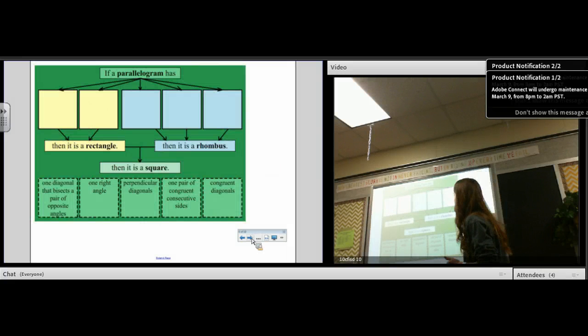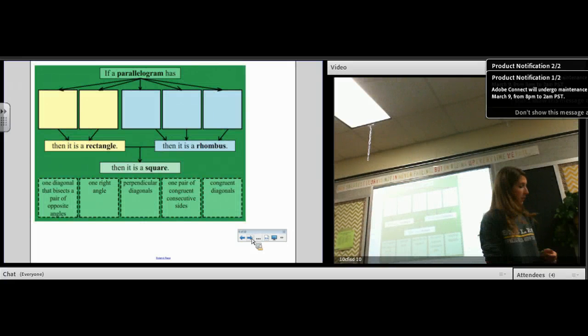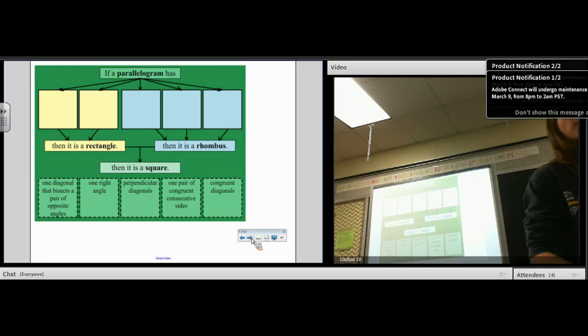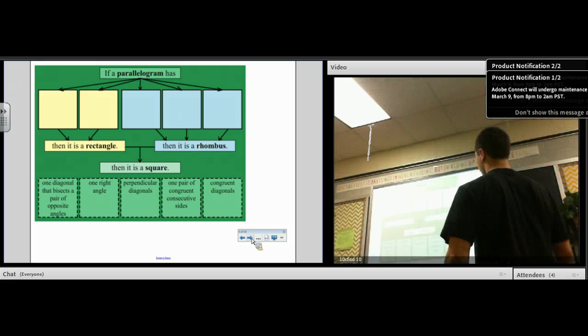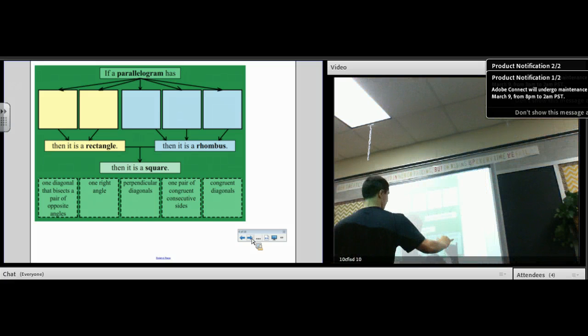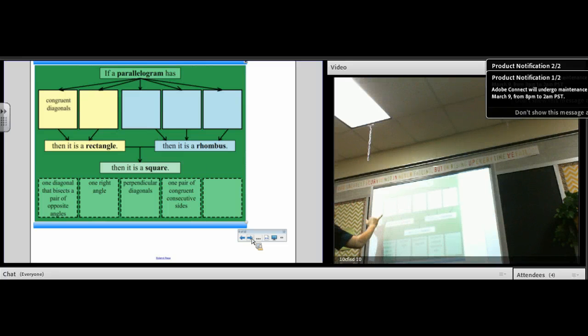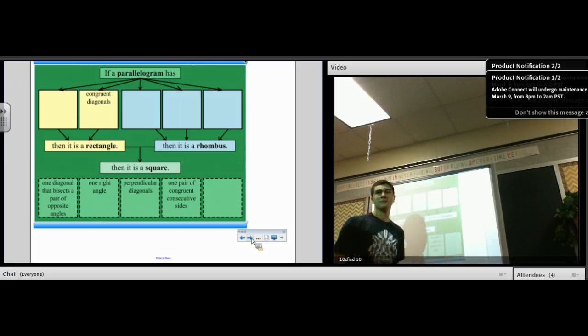Okay, let's take a look at this. Let's make sure we understand our properties. Thomas, go drag one of those phrases to the correct box. Yellow are our rectangle properties and blue are our rhombus properties. If you drag and drop it in the wrong box, it'll shoot it back at you. Parallelogram, there you go, good. If a parallelogram has congruent diagonals, then it's a rectangle. Because remember, it's standing up straight.